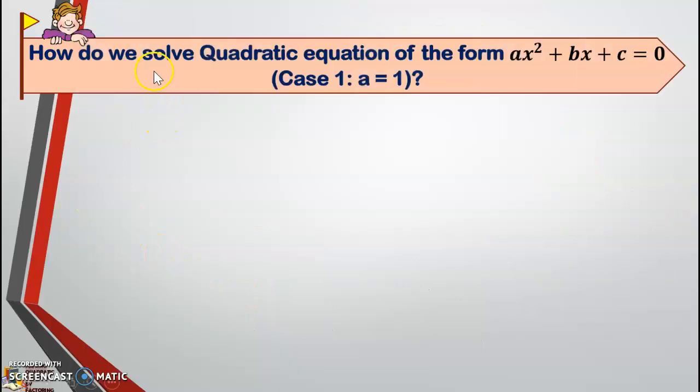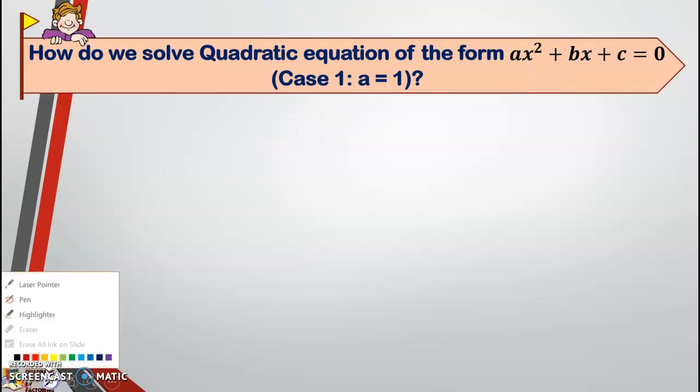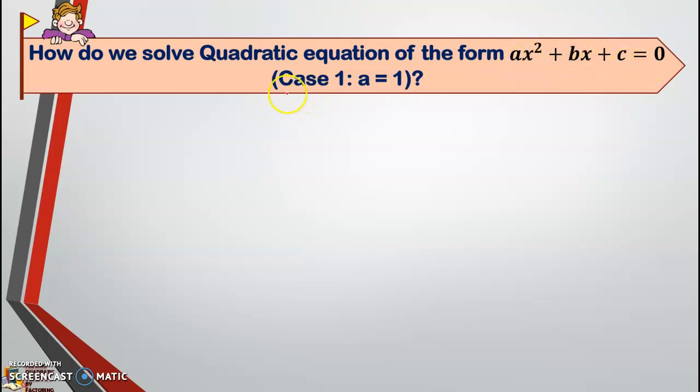So, how do we solve a quadratic equation of the form ax squared plus bx plus c equal to 0? Basically, the quadratic equation this time is complete. When you say complete, all the coefficients are present. And case 1 means the a here is equal to 1.